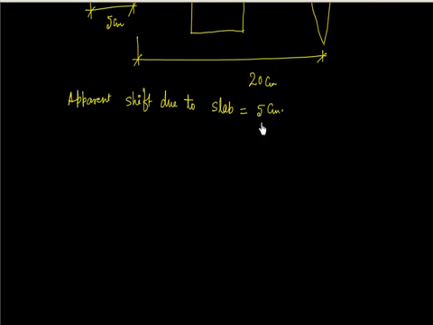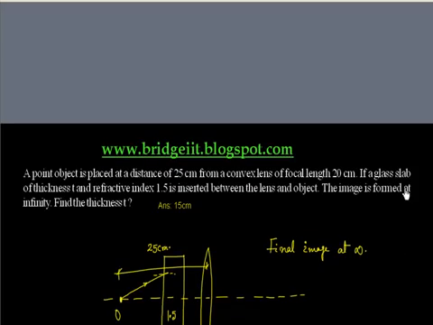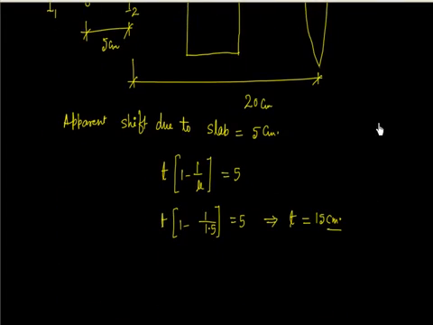And now I know the apparent shift is given by t into (1 minus 1 by mu), an easy one. This is equal to 5 centimeter. So mu is given to you, mu is 1.5, so you can calculate the value. So t into (1 minus 1 by 1.5) is equal to 5. From here, if you solve for t, t will come out to be 15 centimeter. Let us check yourself. You will get t is equal to 15 centimeter.